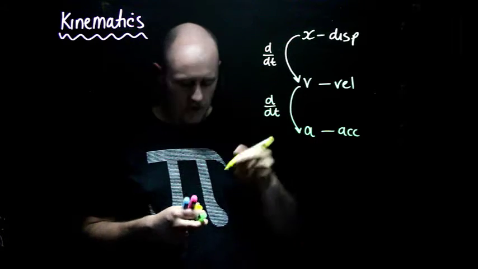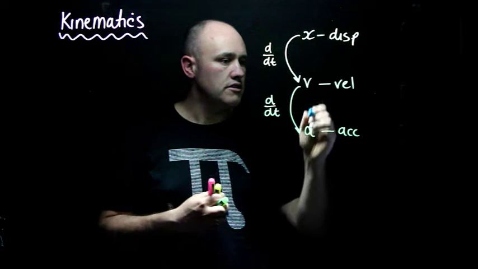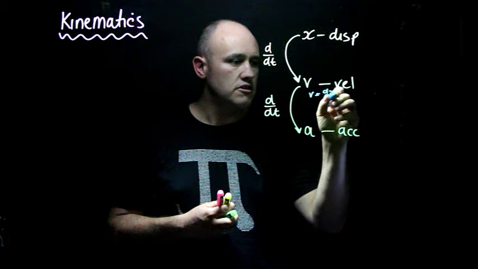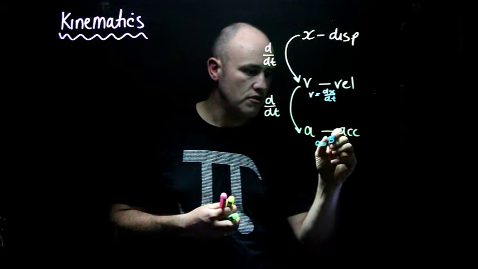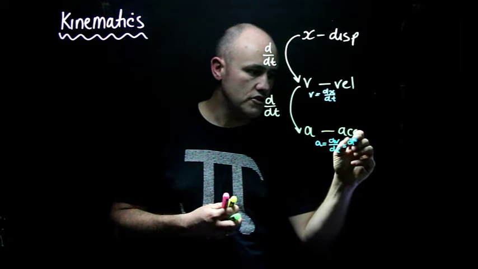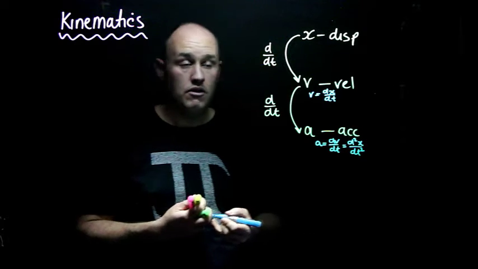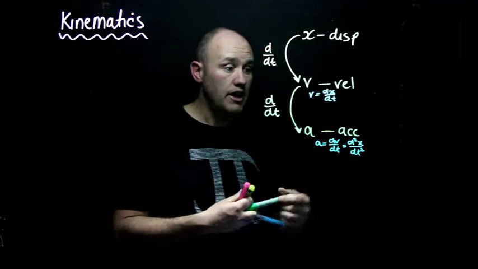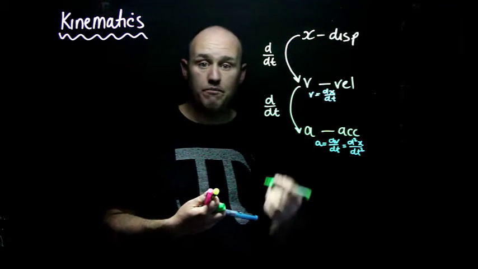And it gives us these relationships as well, which I'll just write down here underneath: v is equal to dx/dt, and a is equal to dv/dt, which is equal to d²x/dt², the second derivative of displacement. So they're the things that we've worked on before. The question now is, how do we go backwards? What if we know acceleration but we don't know displacement?